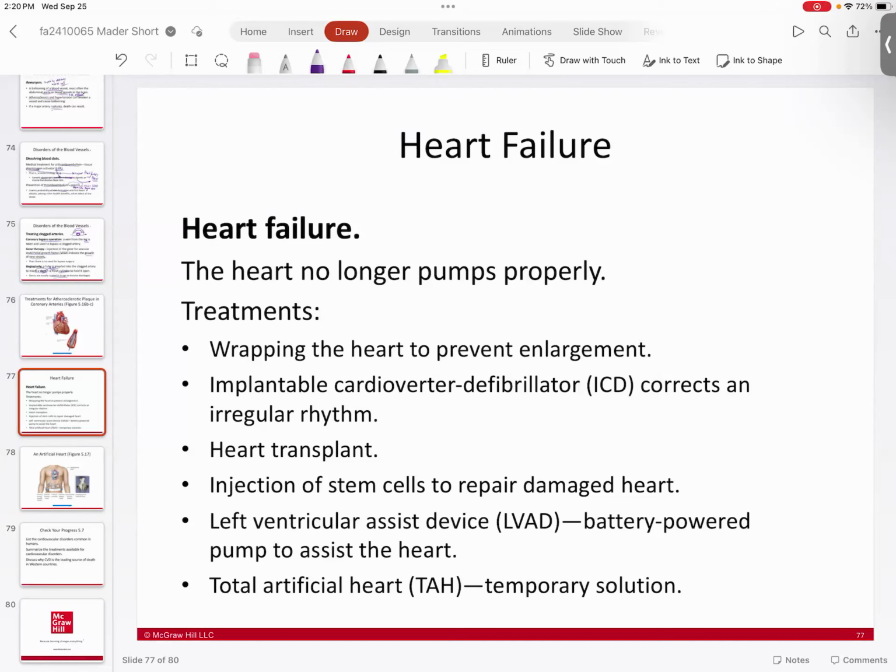Because here's what happens. When you have heart failure, your heart stops pumping. It stops pumping properly. But often this is due to lack of oxygen. Any cell in your body, if it's deprived of oxygen, will die. If your heart cells die, then they will no longer be able to contract, and your heart will no longer be able to pump. Now, here's the thing.